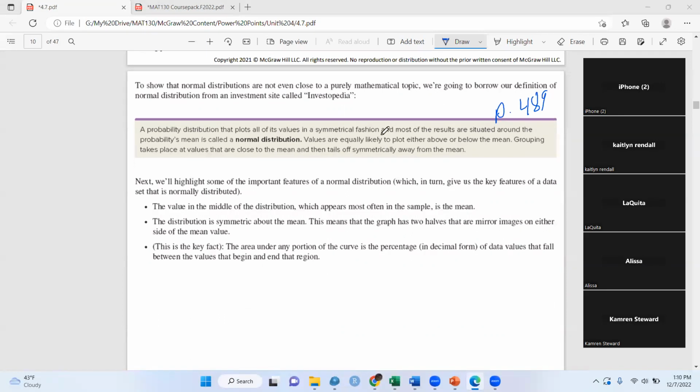A probability distribution that plots all of its values in a symmetrical fashion, and most of the results are situated around the probability's mean, is called a normal distribution. And then we have values equally likely to plot either above or below the mean. So the value in the middle of the distribution is what happens most often, and it is the mean. And then we have this symmetry about the mean, meaning we have the same amount of values above the mean and the same amount below, and it's tapering off on either end. And then the key point here is that the area under the curve is the percentage of the data values that fall between those values.